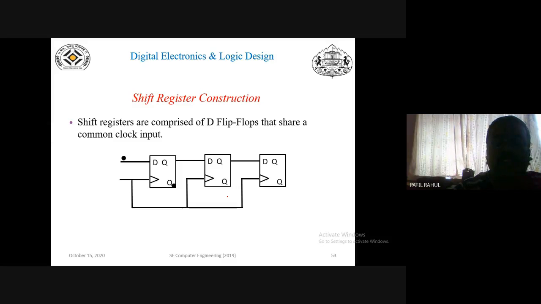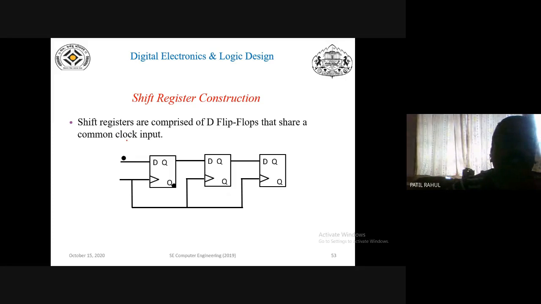Here there are three flip-flops being used, and for each flip-flop you apply the same clock pulse. It is known as the synchronous clock pulse. So this is the construction of shift register. Shift registers are comprised of D flip-flops that share a common clock input.